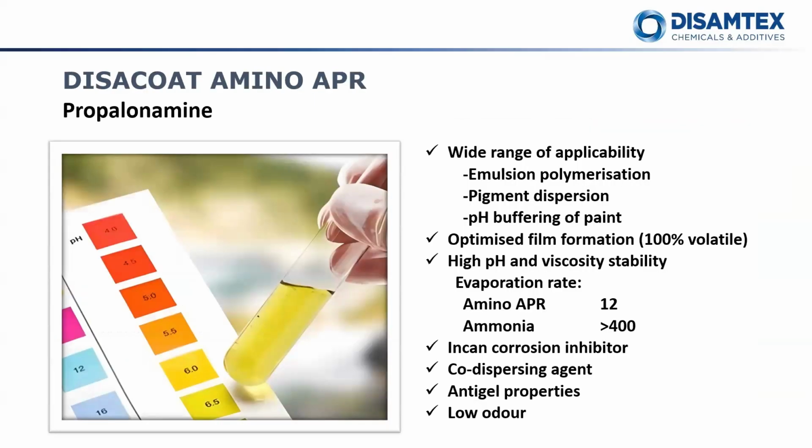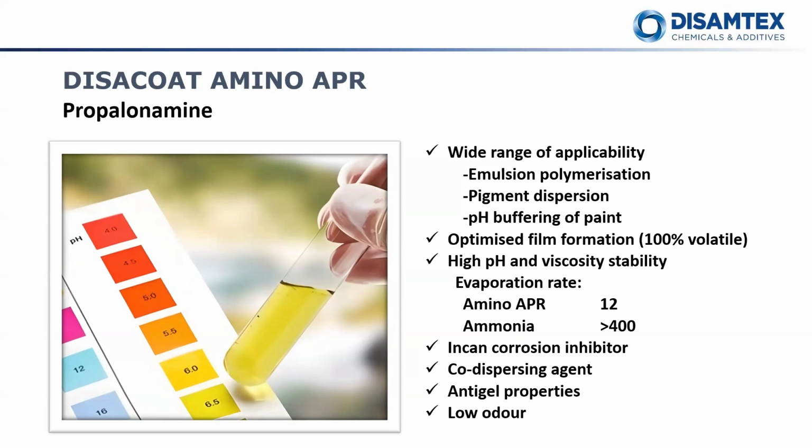Disacoat amino APR is a soft organic base that offers major advantages over traditional inorganic alkalis. It provides stable pH control, excellent compatibility with emulsions and pigments, and optimized film formation because it's fully volatile.